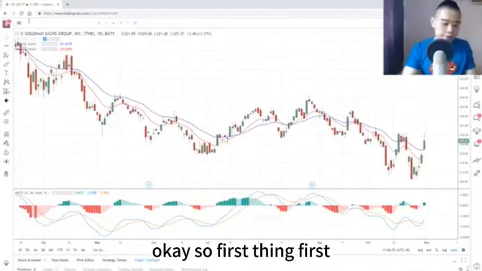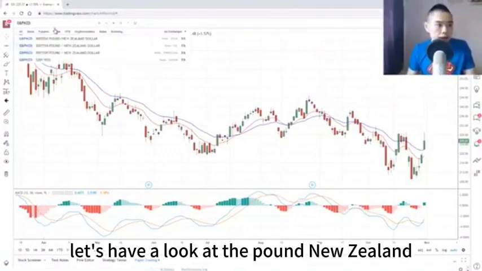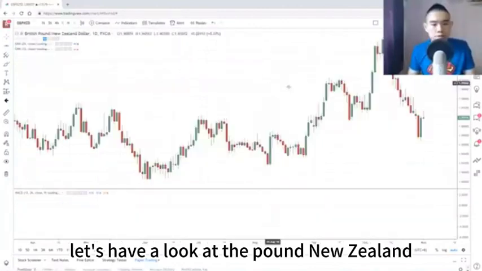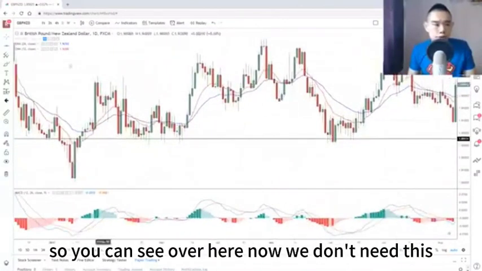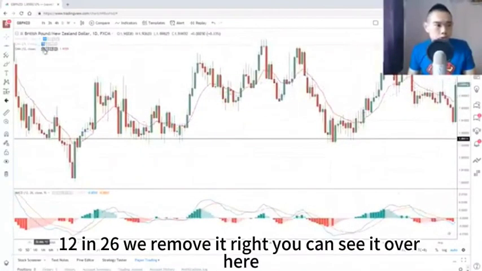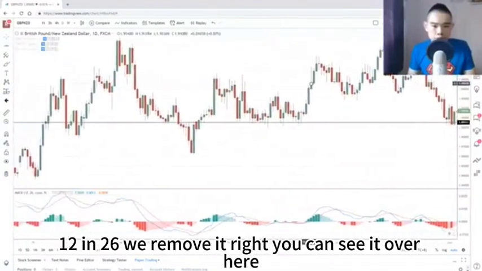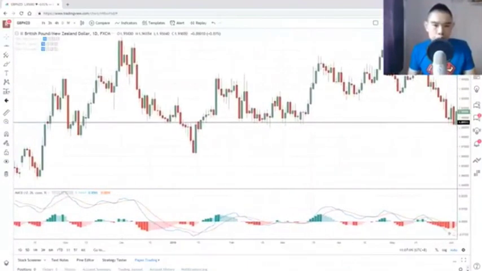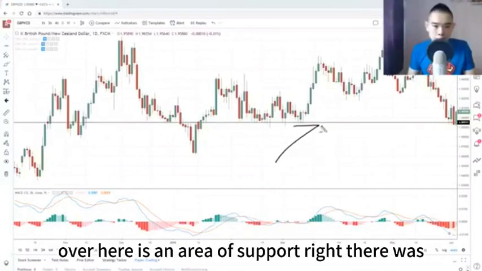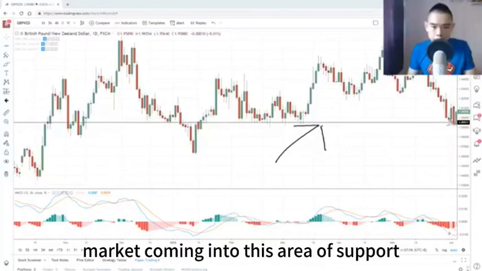Okay, so first things first, let's have a look at the pound New Zealand. So you can see over here, we don't need this 12 and 26, we remove it. You can see that over here, this is what I'm talking about. Note this. Over here is an area of support. You have a market coming into this area of support.